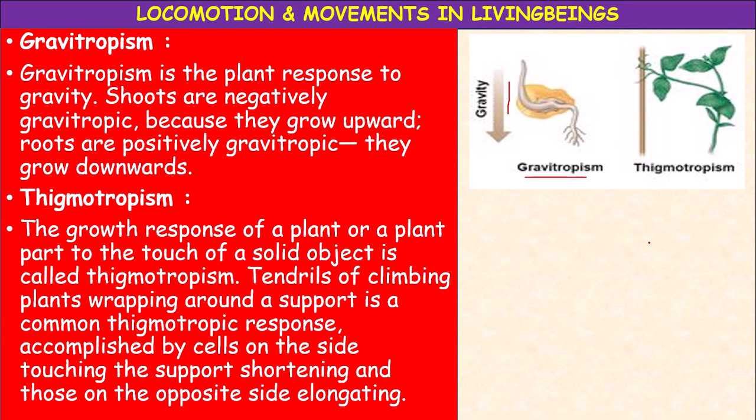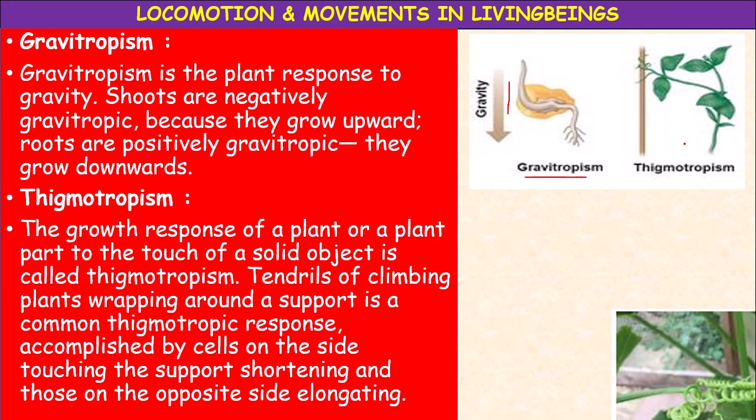It is accomplished by the cells on the side touching the support shortening and those on the opposite side elongating. So, here it will twine, they are also called twiners. Some of them twine from right to left and some from left to right. Dextrose twiners, synitrose twiners, you will study in higher classes. Whatever it may be, chemotropism means the growth response of a plant or a plant part to the touch of a solid object.